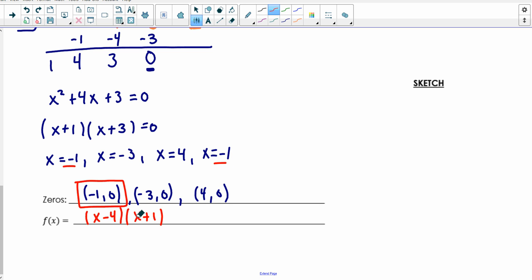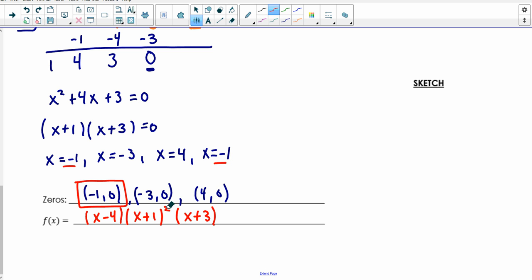So you can either write x plus 1 and x plus 1 twice, or you can write x plus 1 squared, but you have to write it twice to show that it did happen twice. Okay, and then my other one is x plus 3. So notice that I have x minus 4 hits this one, x plus 3 hits this one, and the x plus 1 squared hits both of these.